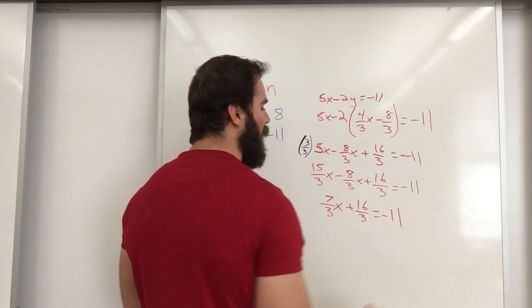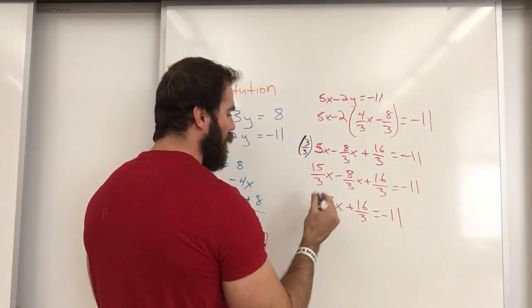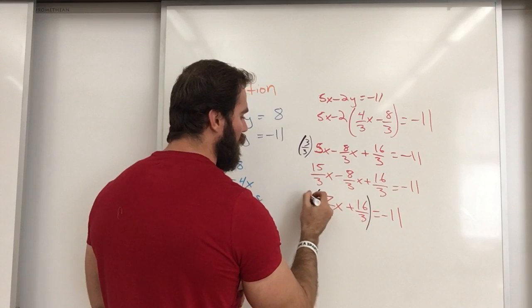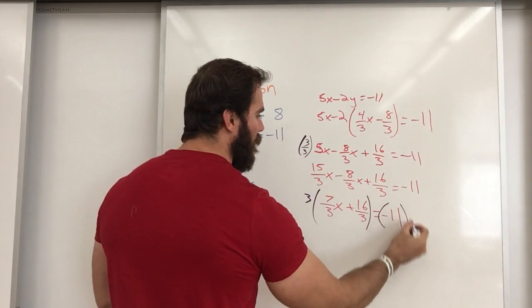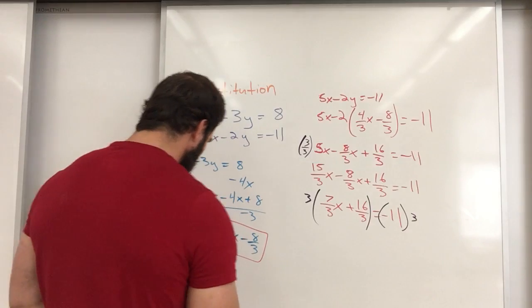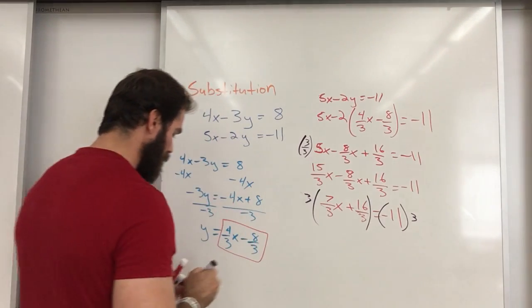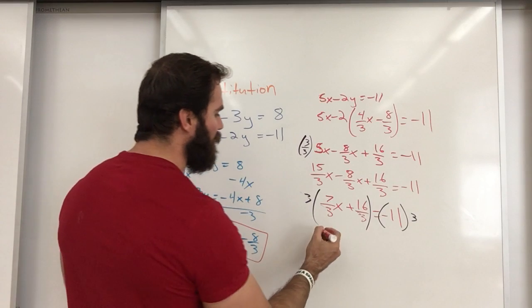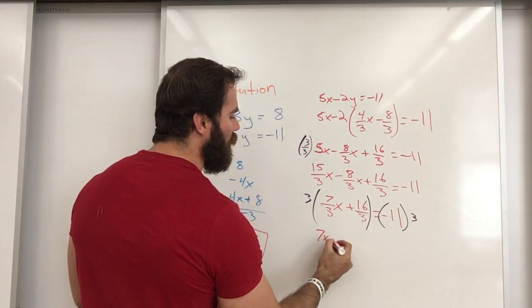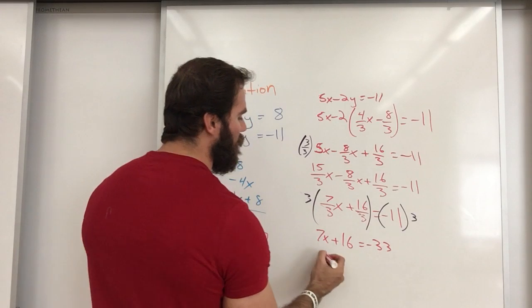Now I am sick of fractions. I'm going to get rid of them by multiplying everything by 3. That will eliminate these 3's. So now I have 7x plus 16 equals a negative 33.